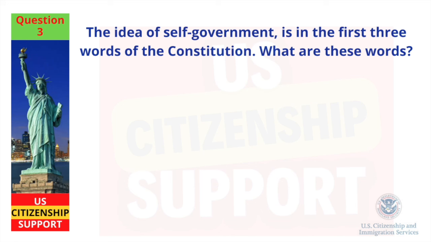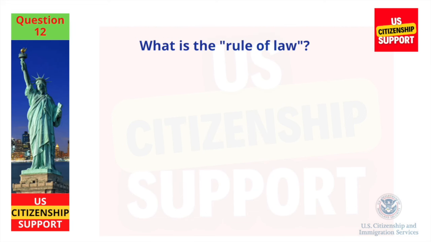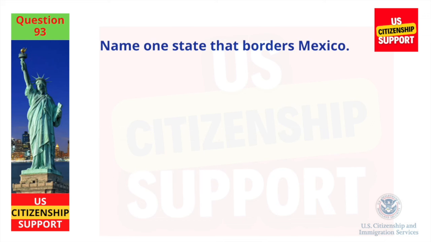The idea of self-government is in the first three words of the Constitution. What are these words? We the people. What is the rule of law? Everyone must follow the law. Name one state that borders Mexico. Arizona.